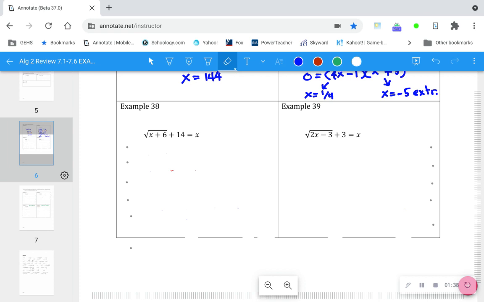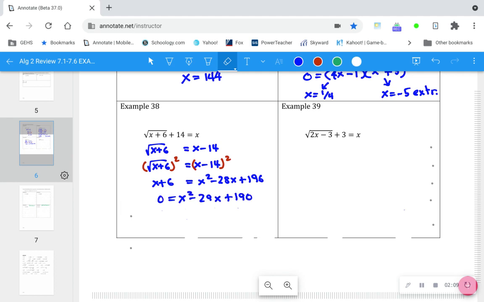Okay, on example 38, we've got the 14 that we have to get over to the other side. So I took that and subtracted it off both sides. Once you've got your square root by itself, that's when you square both sides. Don't fall into the trap of thinking that x minus 14 squared just distributes that squaring. It doesn't. You have to multiply x minus 14 times x minus 14, which gives that middle term of -28 when you FOIL it out.